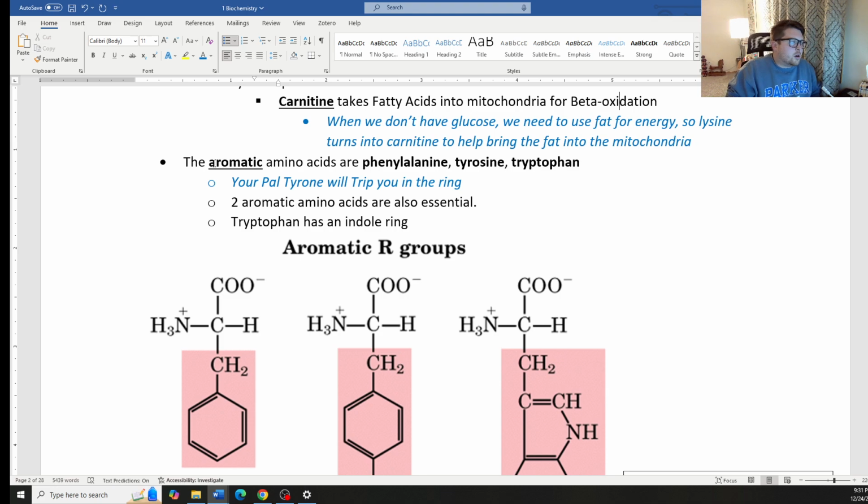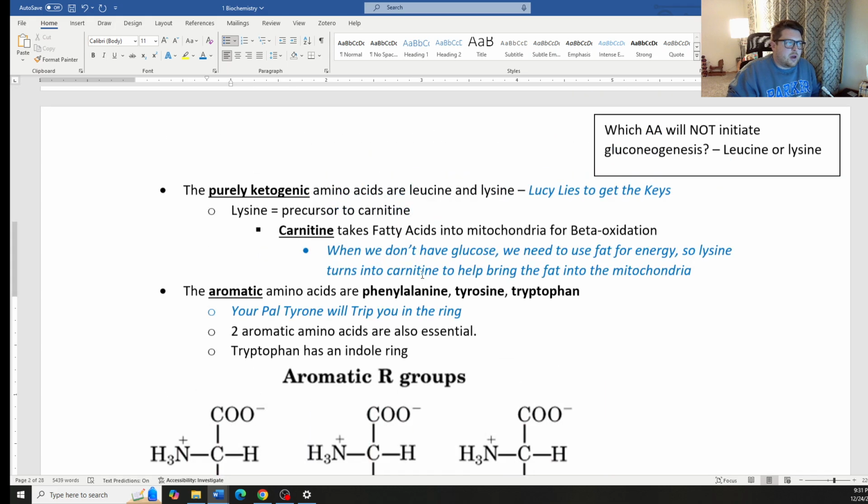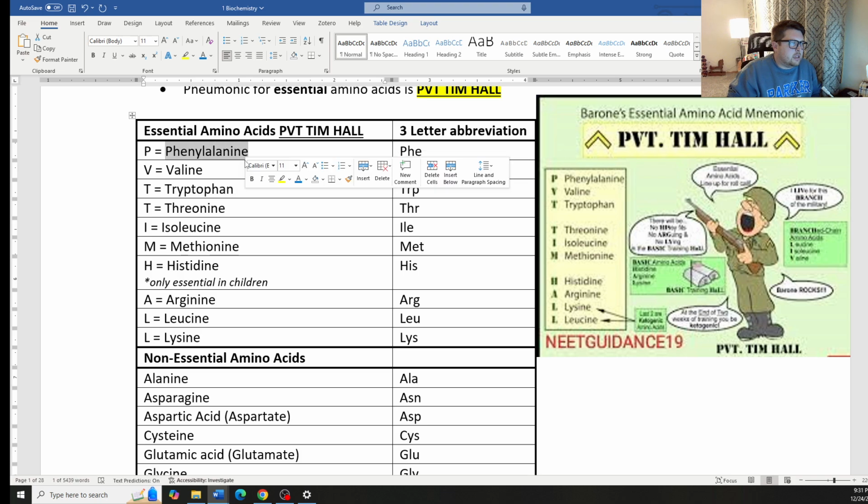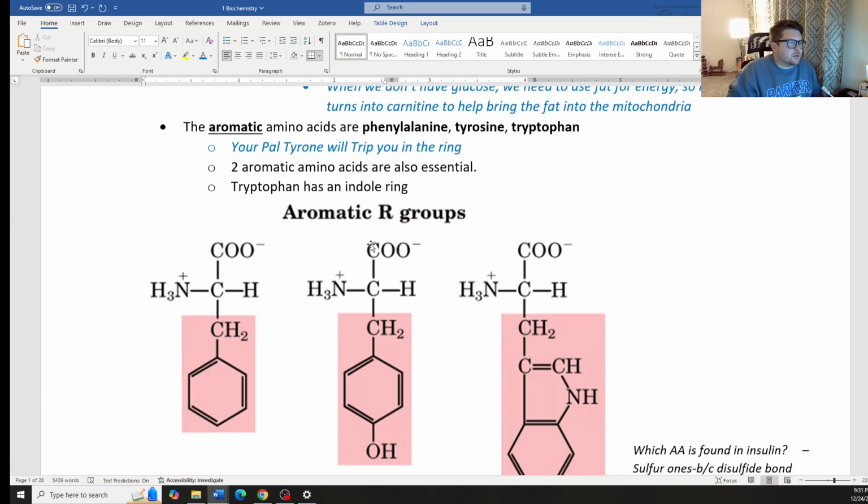Next, we have what are called the aromatic or the ring amino acids. These are phenylalanine, tyrosine, and tryptophan. Our mnemonic is your pal Tyrone will trip you in the ring. Remember, 2 of these are also essential amino acids. We go back, we look at those. Tryptophan and phenylalanine are our essential amino acids.